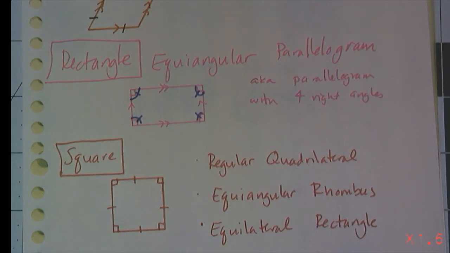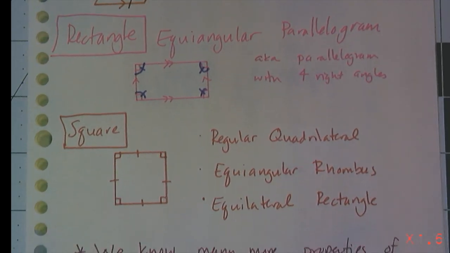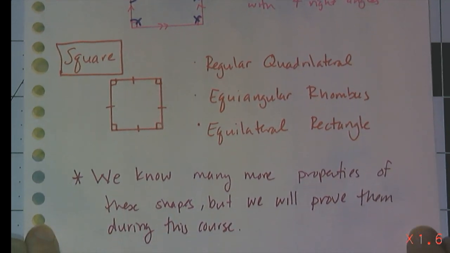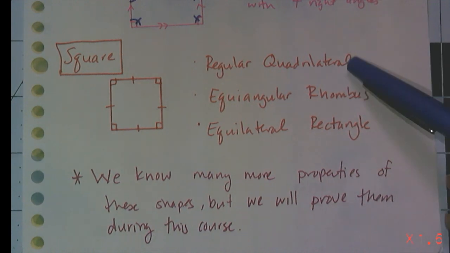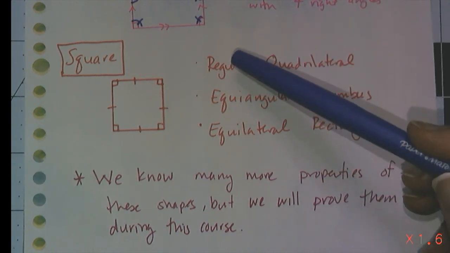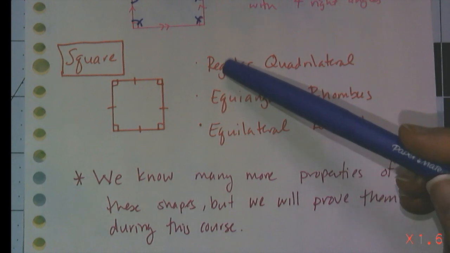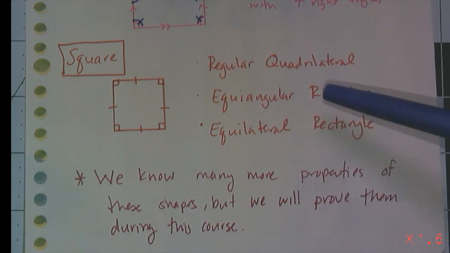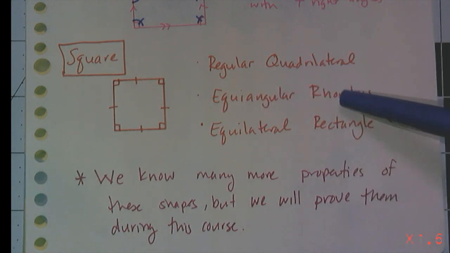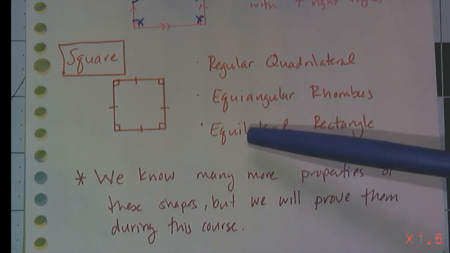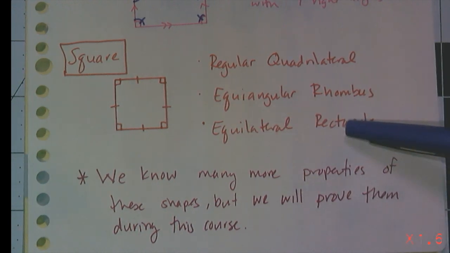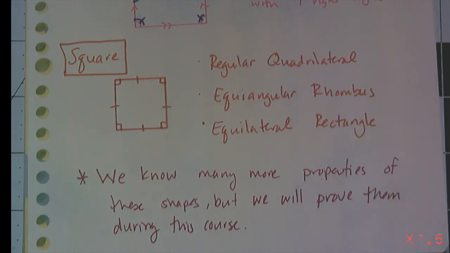Now finally we come to the square, which has multiple definitions. The square can be thought of as a regular quadrilateral, remembering that regular means all sides and all angles are congruent. An equiangular rhombus: all angles equal, rhombus gives us all sides equal. An equilateral rectangle: all sides equal, rectangle gives us the 90-degree angles. So these are three alternative definitions of a square.